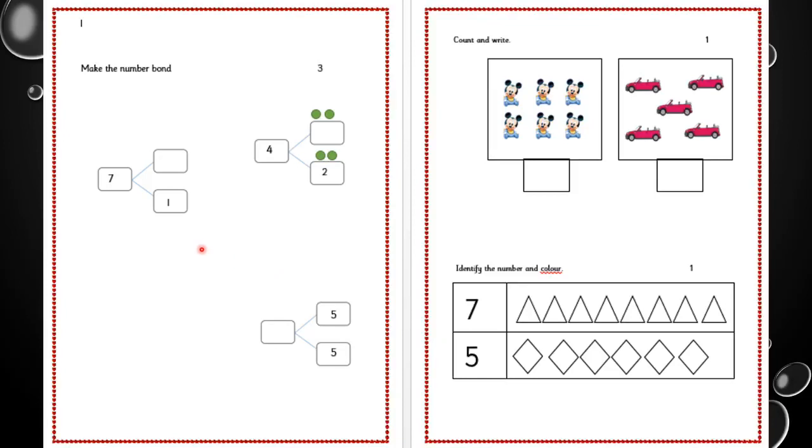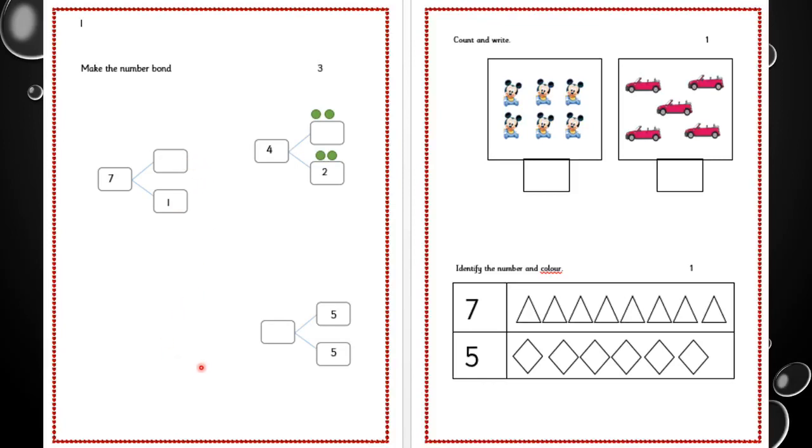you will make the number bond. So in first, you got the whole number and you have to split into 2. But you got the pictures also. So here is already 2. What will come here that you will write. Again, you have to split this number 7 in 2 numbers. One is here. What will come here? Draw the objects and finish.